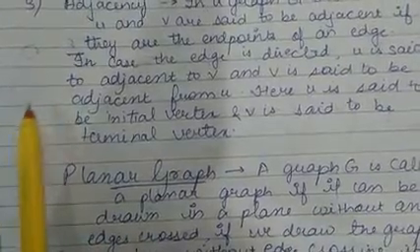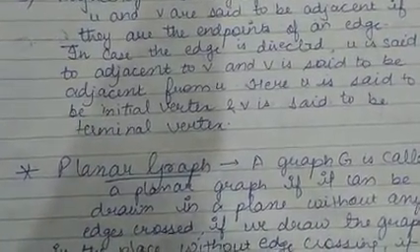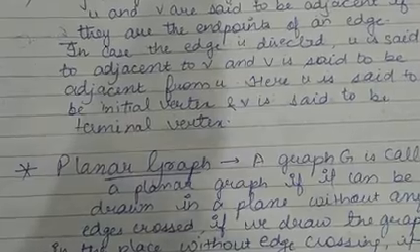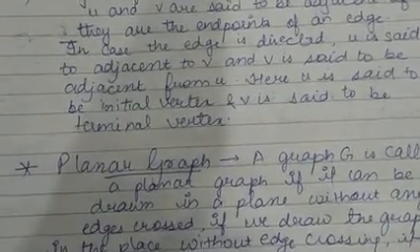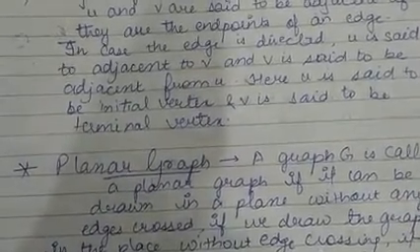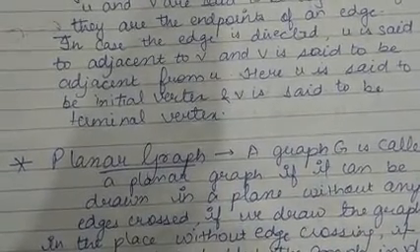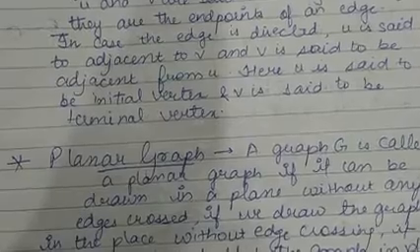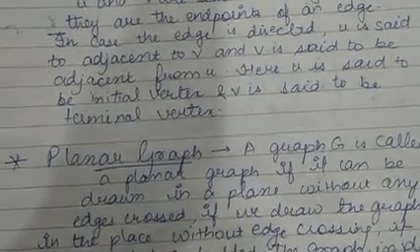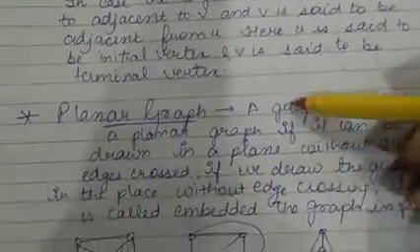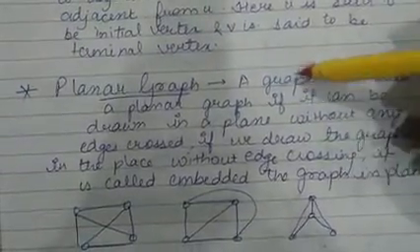a specific edge. So if there are only two vertices present with only one edge in between them, then this sort of condition where u is pointing towards v will give us u as the initial vertex and v as the terminal vertex. Then we are going to proceed towards our planar graph.